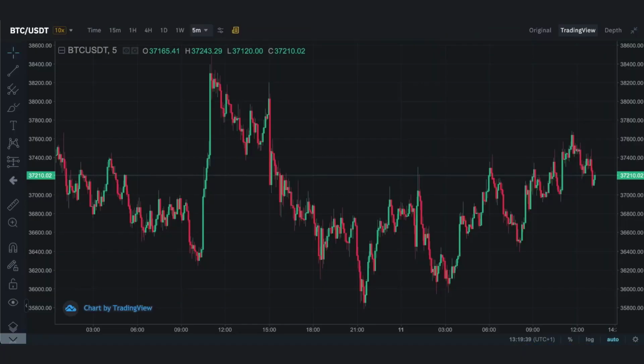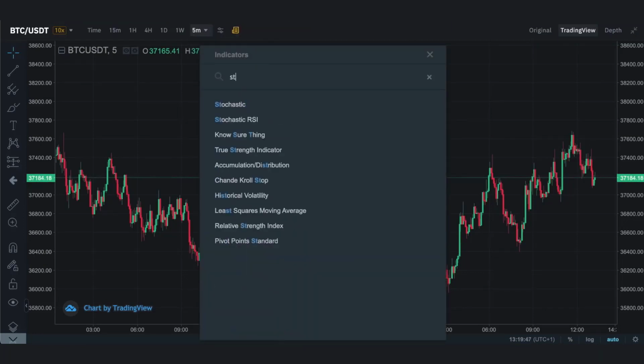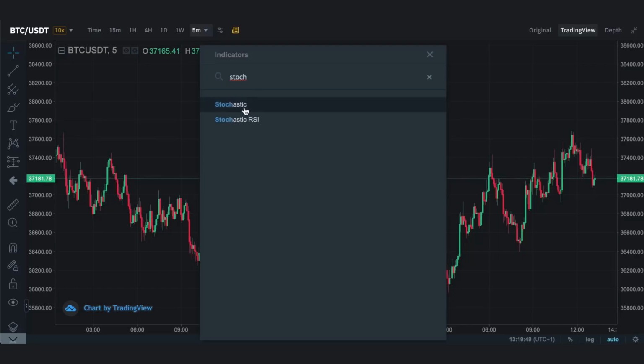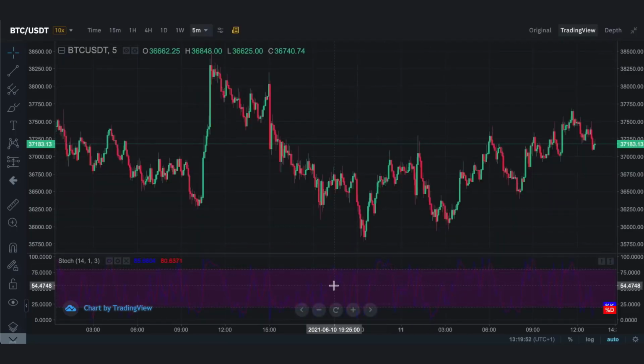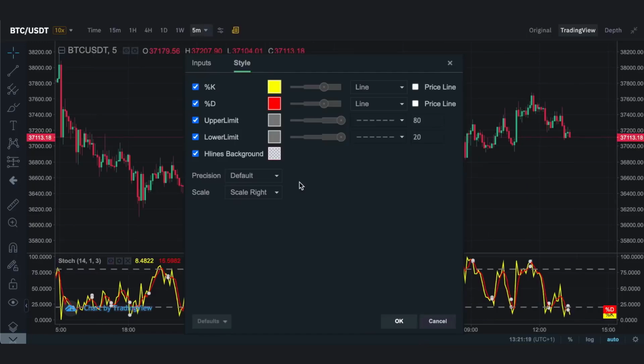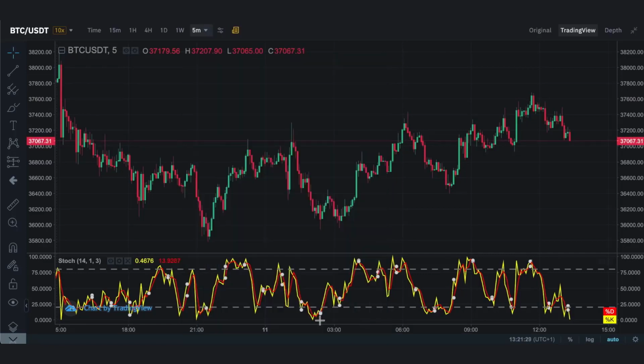So back on the chart, I'm going to use a 5-minute chart once more. You can see all of the indicators have been removed. Go to your indicators right here, and then just type in stochastic. And we're going to choose the stochastic right here. You can see it comes up at the bottom of the chart. Now I changed around all the styles to make it easier to see. You can do that to your preference. In terms of inputs, though, you can see the length 14, smooth K 1, and smooth D 3. You can leave these as normal.